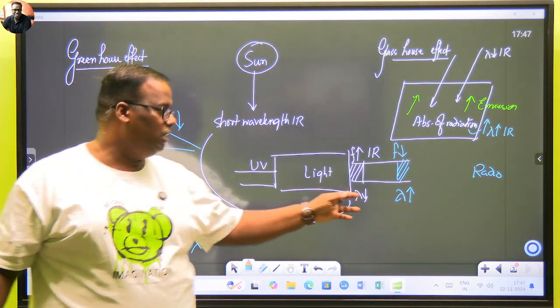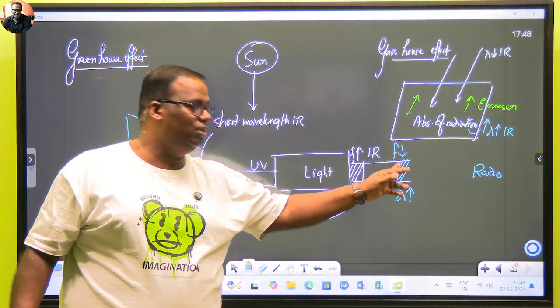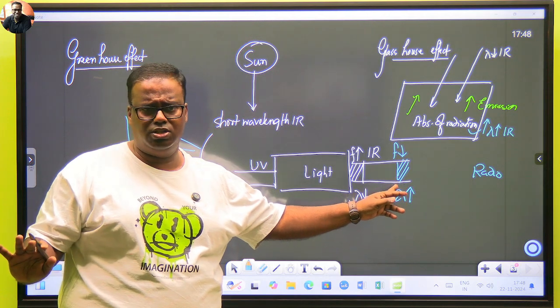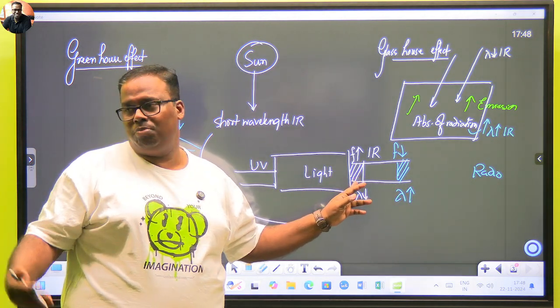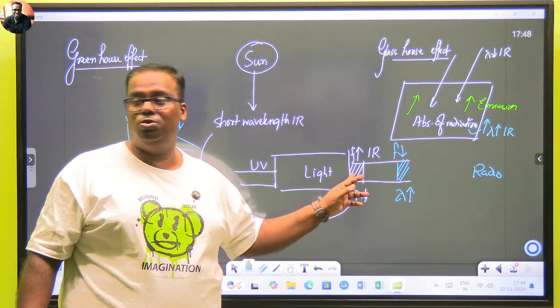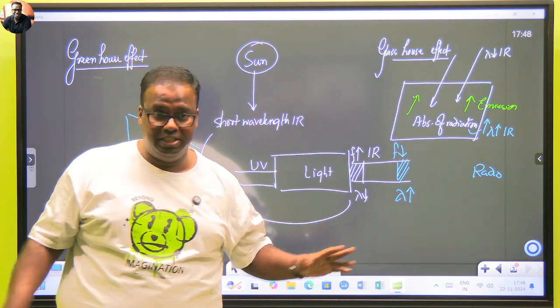Now here you are getting shorter wavelength, which means the frequency of this part is more than the frequency of this part. Both are IR radiations, no doubt about that. So if the frequency is more, the penetrative power is more. And this belongs to whom? The sun. These are the IR of the sun. You all are silent. Are you understanding?